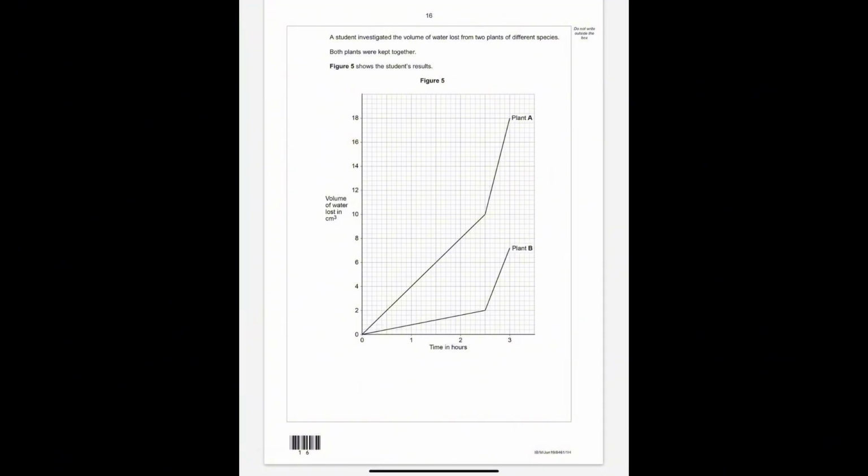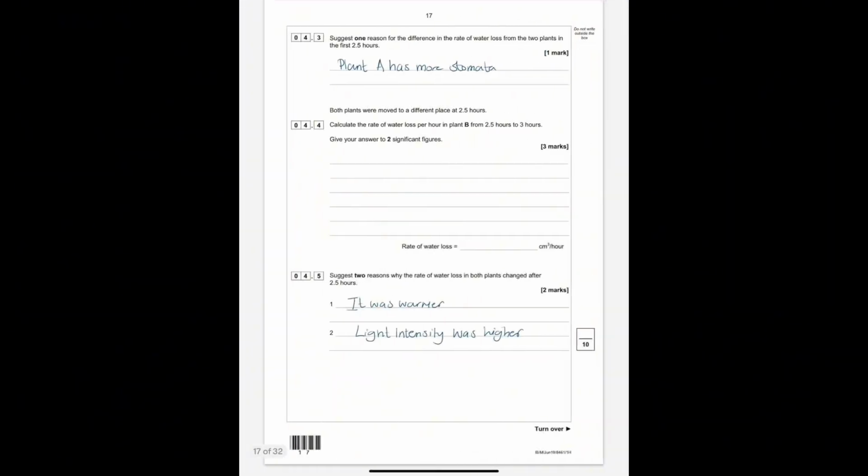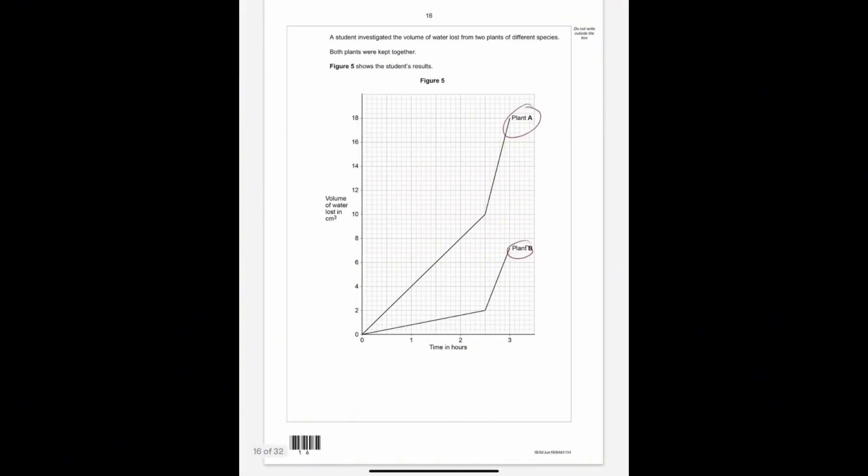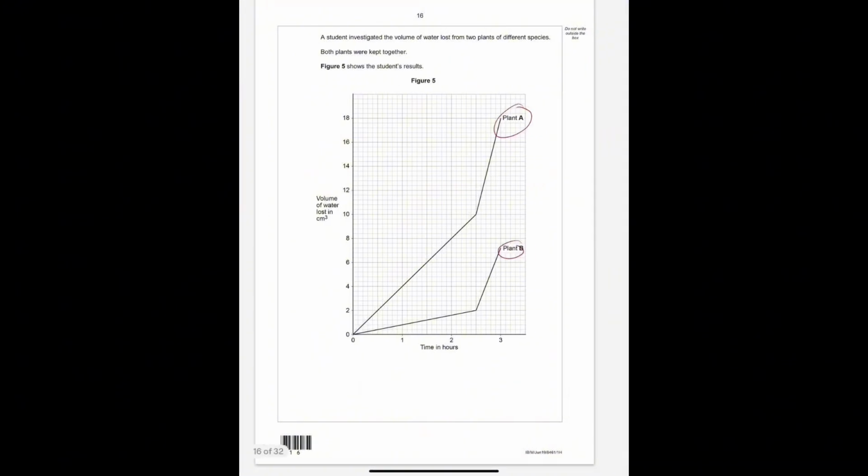Right, a student investigated the volume of water lost from 2 plants of different species. Both plants were kept together. Figure 5 shows the student's results. So here we have plant B and we have plant A over here. It's asking here for 4.3. Suggest one reason for the difference in the rate of water loss from the 2 plants in the first 2.5 hours. So we can see that plant A had a higher volume of water lost in comparison to plant B.